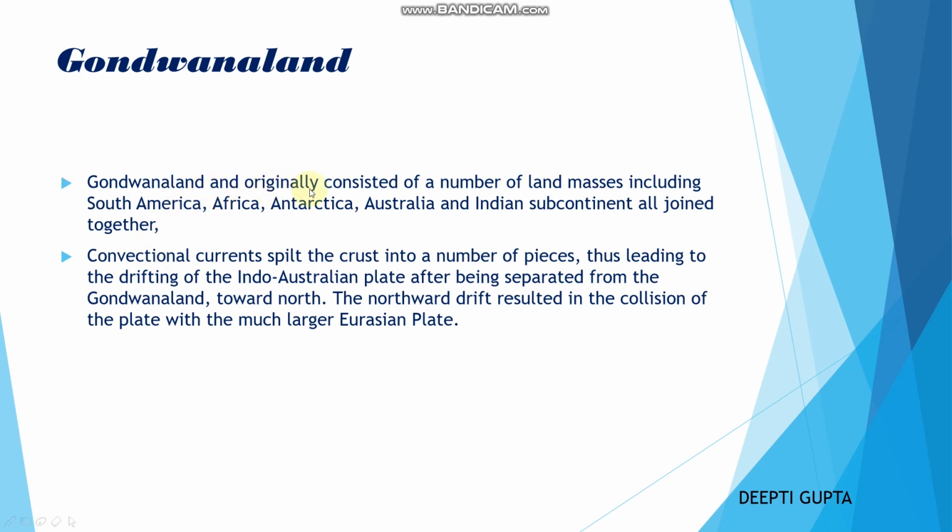Gondwana land originally consisted of a number of land masses including South America, Africa, Antarctica, Australia, and the Indian subcontinent, all joined together. Some convectional currents split the crust into a number of pieces, thus leading to the drifting of the Indo-Australian plate towards the north after being separated from Gondwana land. The northward drift resulted in the collision of the plate with the much larger Eurasian plate.